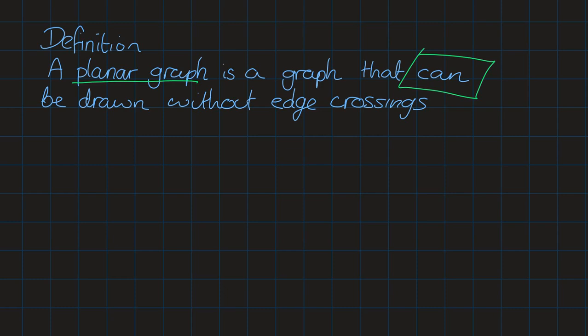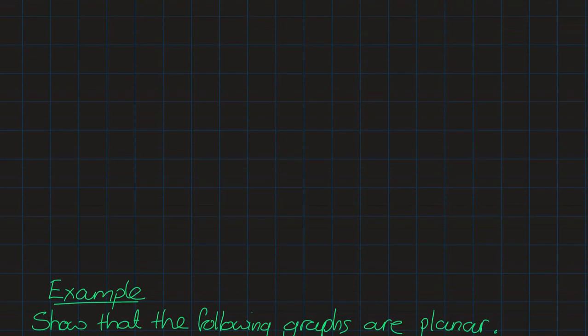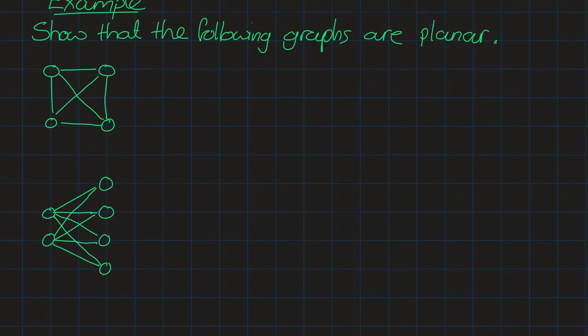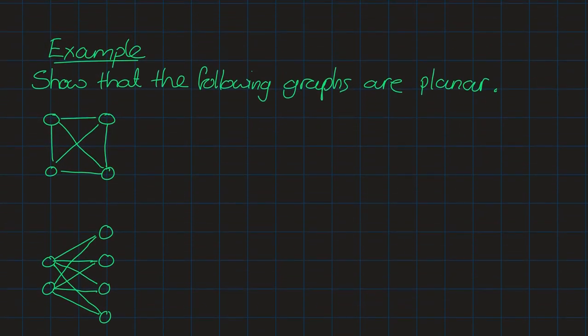So let's do an example. Okay? Really simple, straightforward example. Show that the following graphs are planar. So right now, this has an edge crossing right there. That's an edge crossing. But that doesn't necessarily mean that this graph is non-planar. It just means that this particular way of drawing it has an edge crossing. But there might be another way of drawing this graph without this edge crossing.